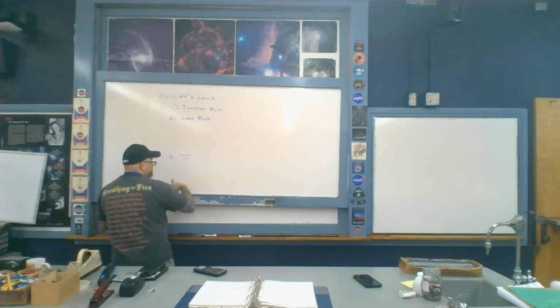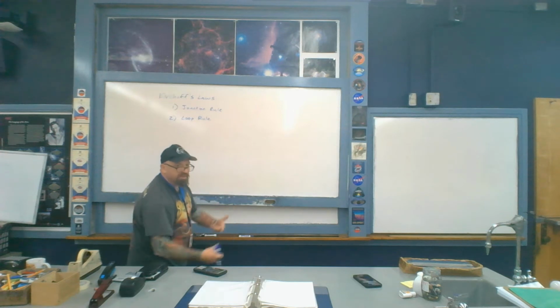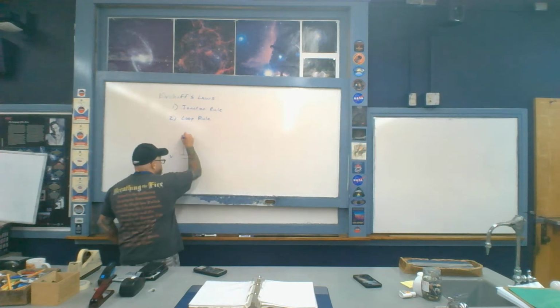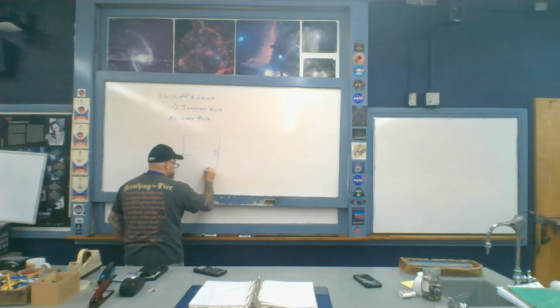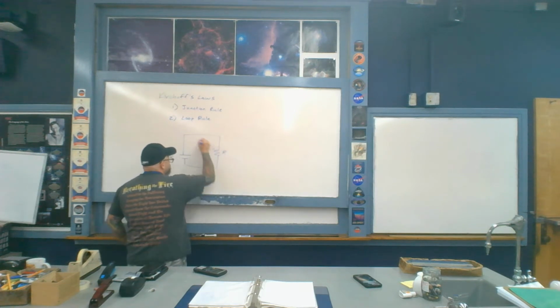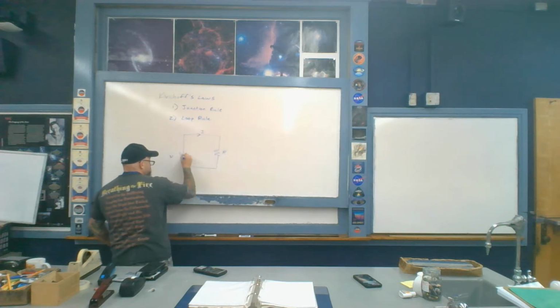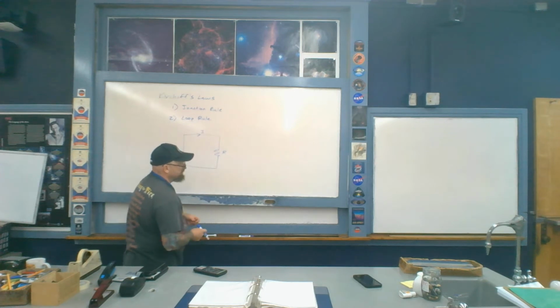So here's a battery with voltage V. Once again, we'll ignore EMF and internal resistance here. And then right here is just a single resistor like so, R. And then we're going to follow the conventional current here as it flows from high to low potential.